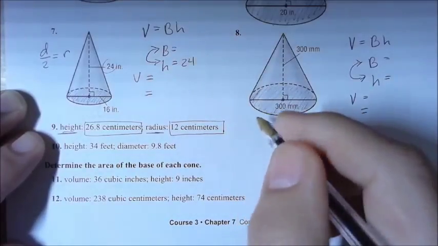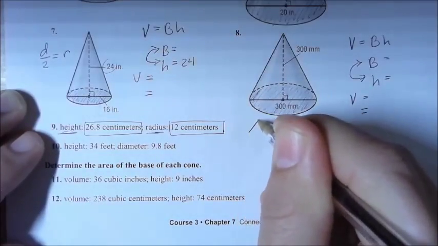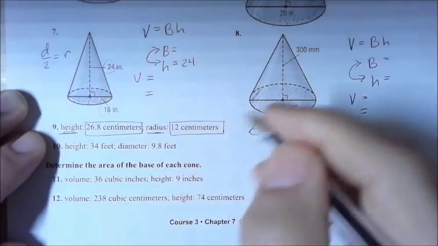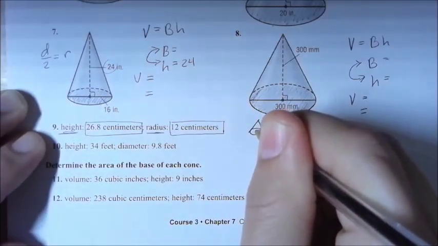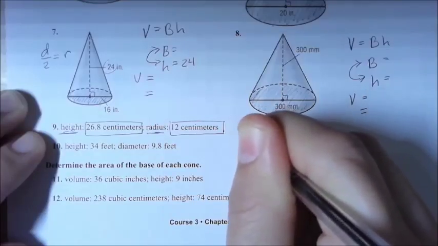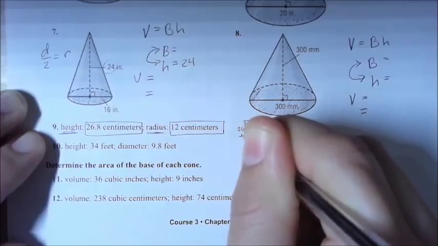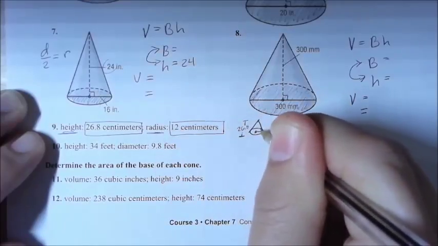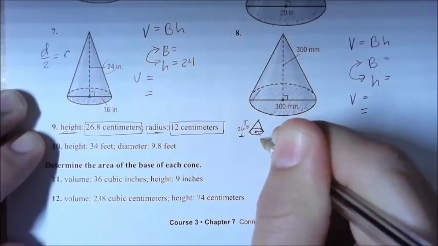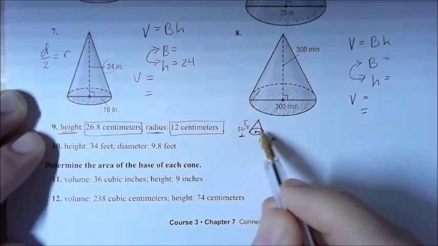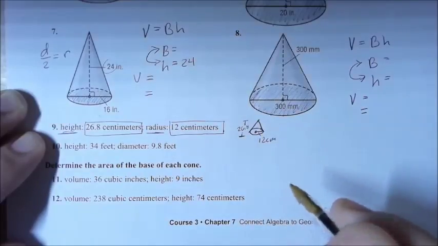So let's see, I'm going to draw my cone, and it says that the height is 26.8 centimeters. So from the base up, and I'm going to draw that here, I'm going to say this is 26.8 centimeters up and down. It says my radius, so that's from the center over to one edge, is going to be 12 centimeters. Well, that makes it easy because they gave us just half of it. We don't have to do any dividing or anything.